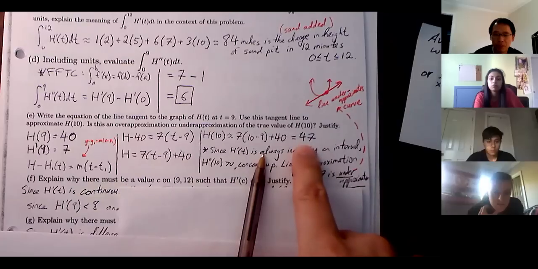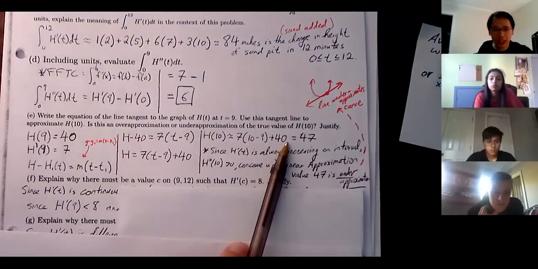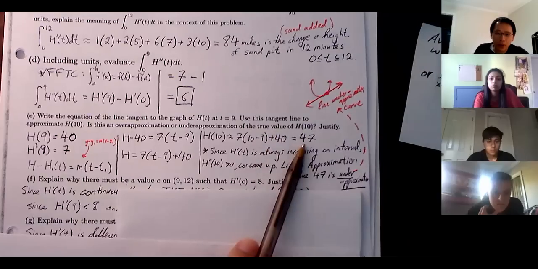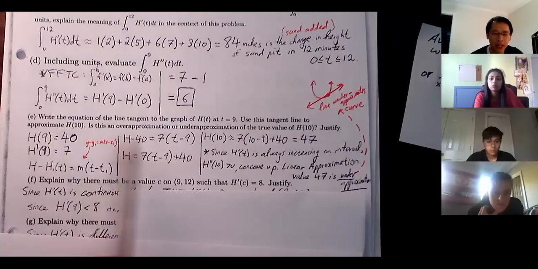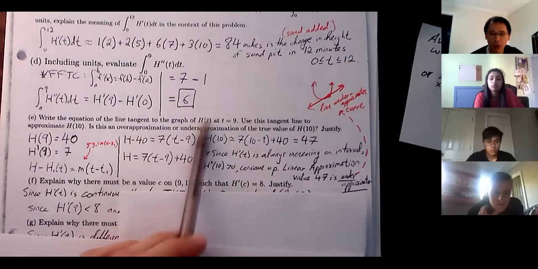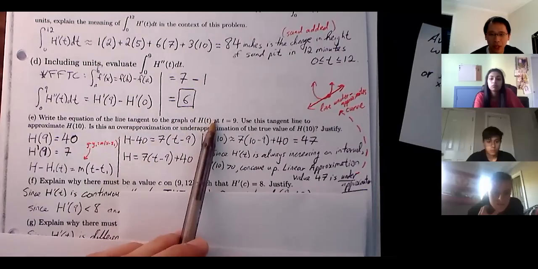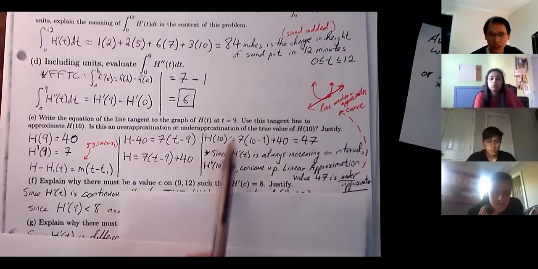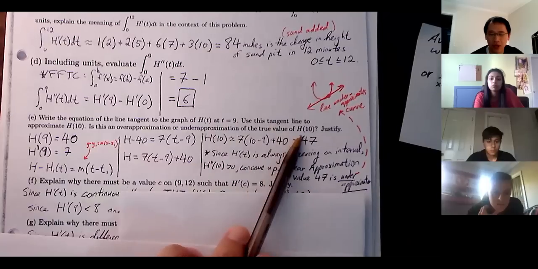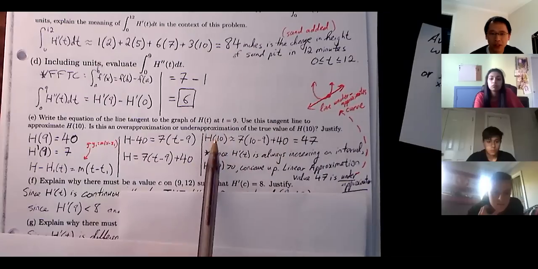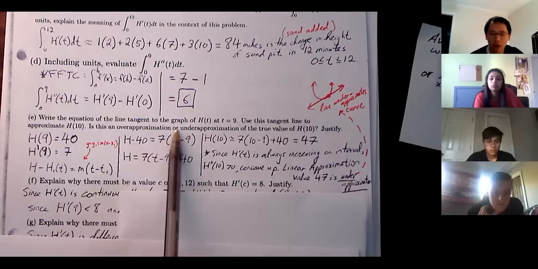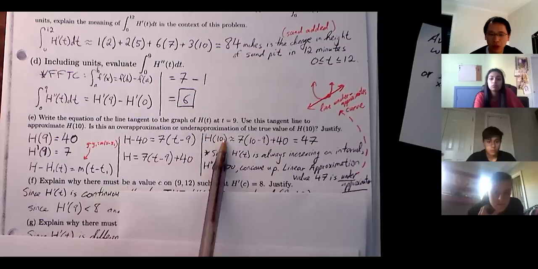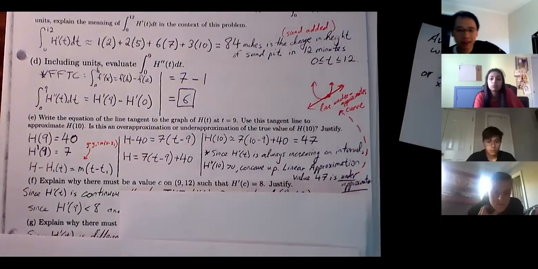Okay. So now the question is, is this number going to be an over approximation or an under approximation? Because we're using a line to approximate this graph, right? We don't know what the graph of h looks like, but we are just using a tangent line equation that's near that 10 and using it to approximate. So how can we figure out over approximation or under approximation if we don't know what the graph looks like? Well, we do have some information about h of t, okay?